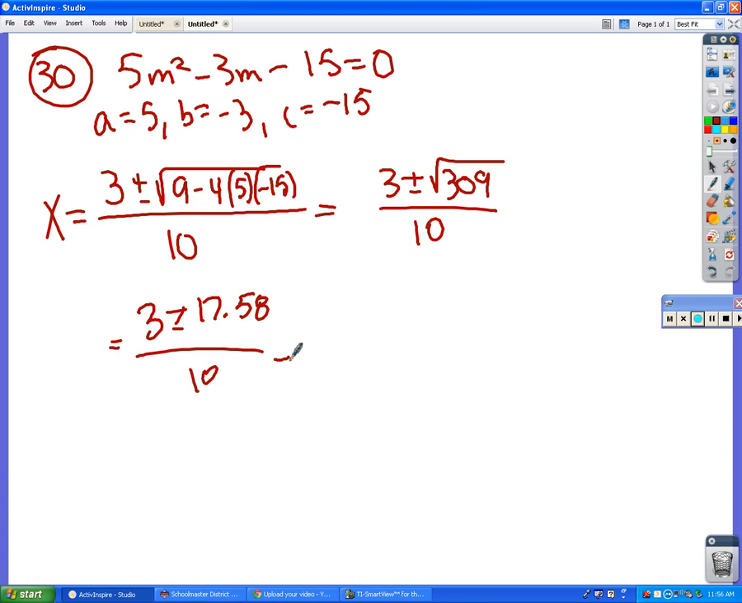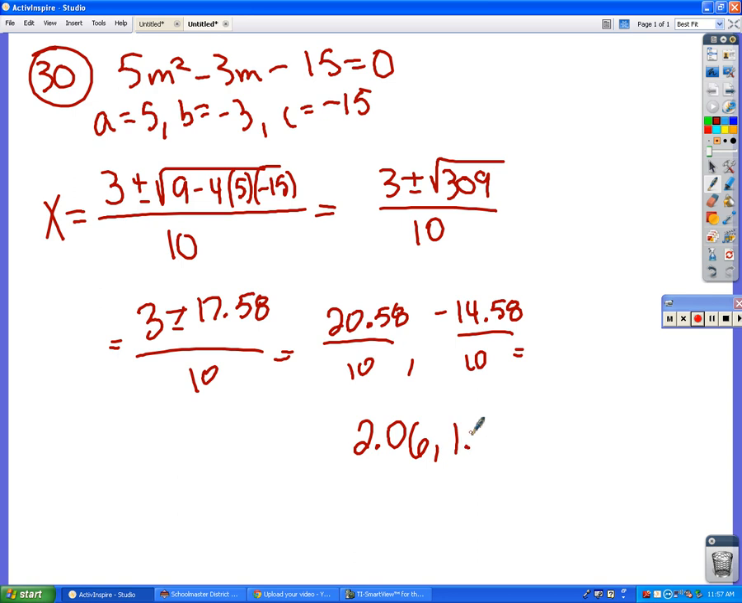And that's all divided by 10. So 3 plus 17.58 is going to be 20.58 divided by 10. 3 minus 17.58 is going to be negative 14.58 divided by 10. And then when you divide by 10, we don't even need a calculator for that. What does that do to the decimal place? Moves it over 1. I'm sorry, Brianna, I forgot to write bigger. So this is going to be, and I'm still going to stay with 2 decimals, 2.06 and negative 1.46 as my 2 answers.